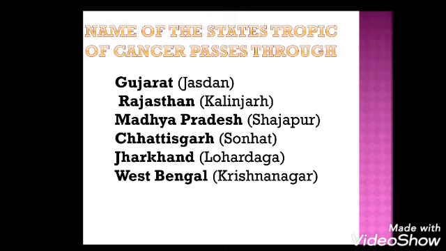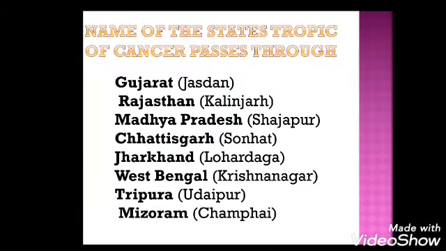In West Bengal, it passes through Krishnanagar. In Tripura, it passes through Udaipur. In Mizoram, it passes through Champhai. So these are the 8 states through which the Tropic of Cancer passes. So, students, if the question comes in the exam asking for the 8 states through which the Tropic of Cancer passes, you just need to mention the names of the states.